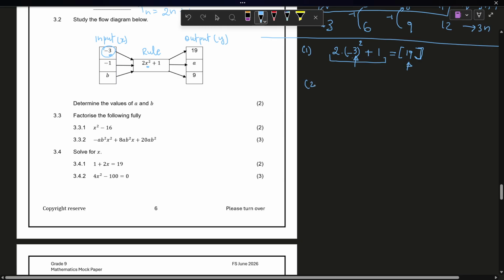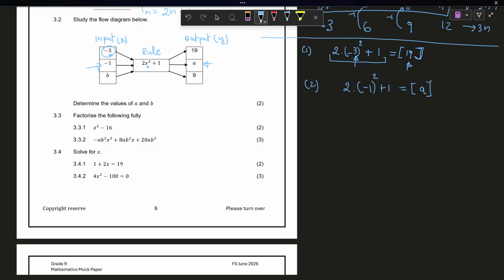The next row. Let's write again the rule. So it's 2 times, let's reserve the space, squared plus 1 equals, let's reserve the space for the output. So what is my input here, right? This is my input, it's -1. And then what is my output? My output is right here, it is A. Okay, right? So now I can rewrite this same exercise. So this exercise becomes 2 times, what is -1? Everything squared, it's basically 1, right?